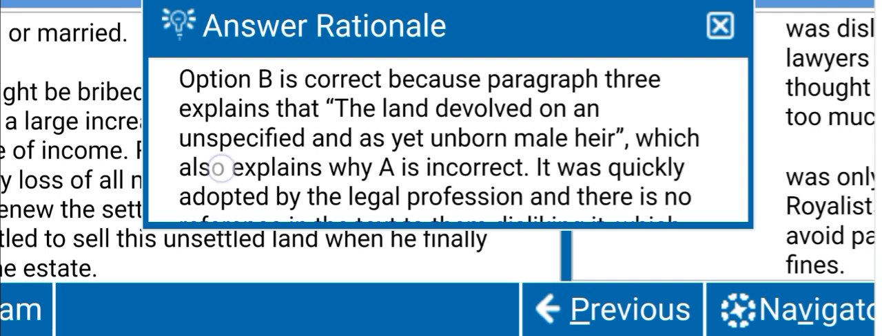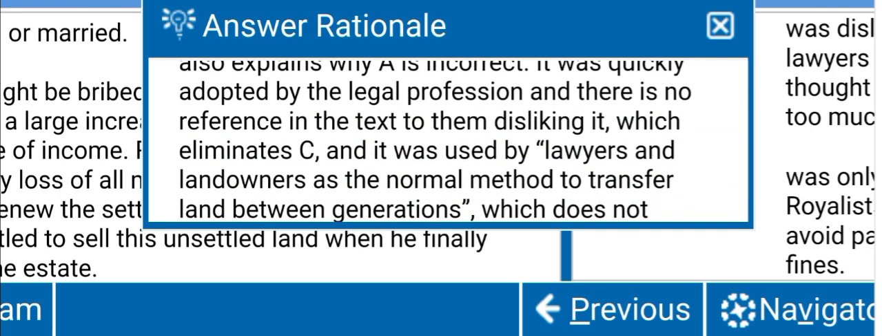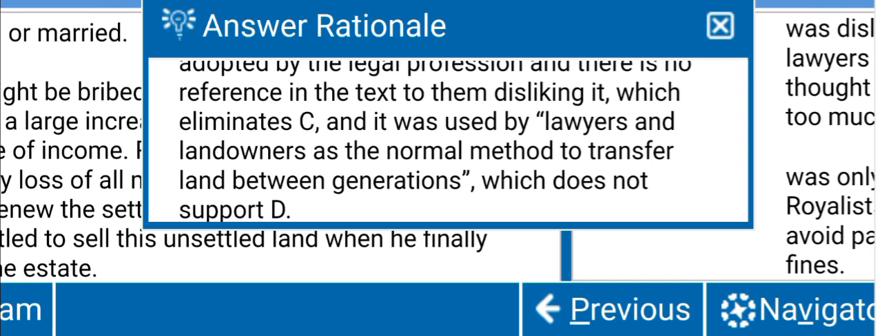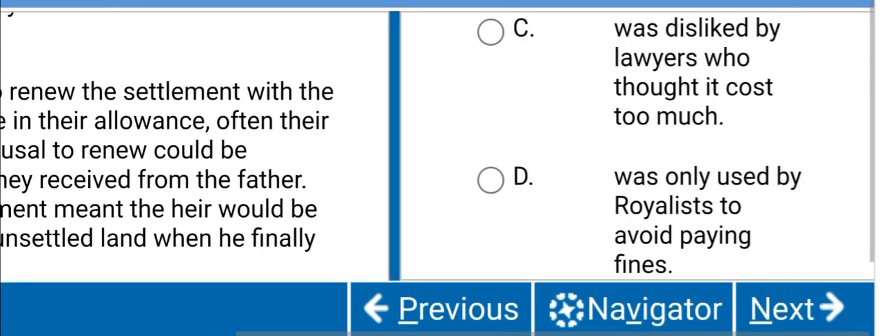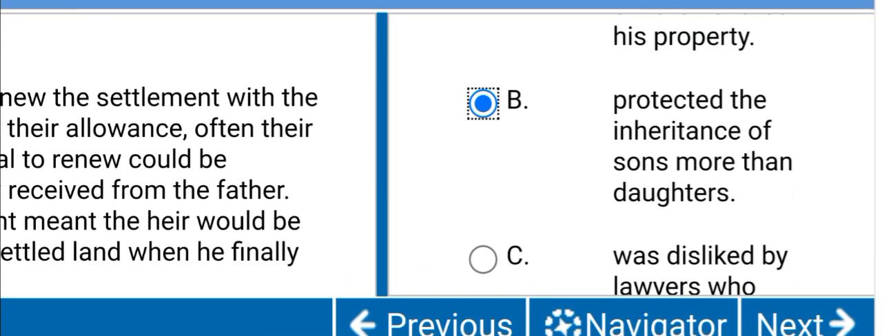It was quickly adopted by the legal profession, and there is no reference in the text to them disliking it, which eliminates C. And it was used by lawyers and landowners as the normal method to transfer land between generations, which does not support D. So here we have option B is the correct one, which is protected the inheritance of sons more than daughters.